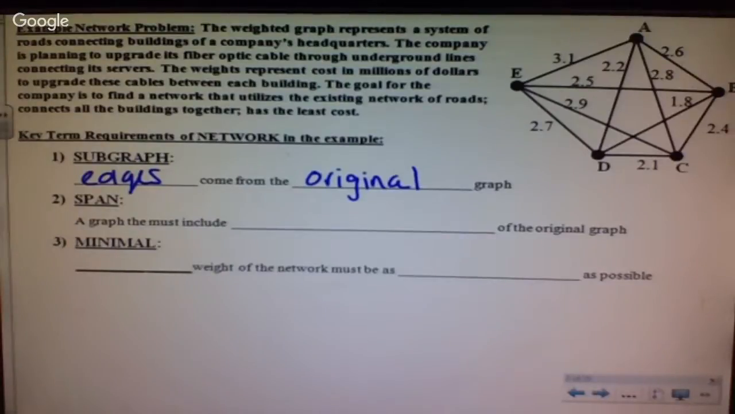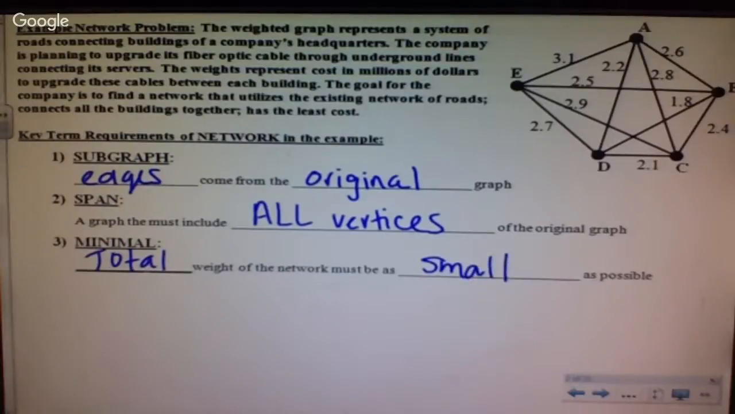A span is a graph that must include all, that's your big thing, all vertices of the original graph. So if they're asking for a span, you have to reach out to every point that's there. You have to have an edge that connects every point. Finally, minimal. This is the total weight of the network. Must be as small as possible.